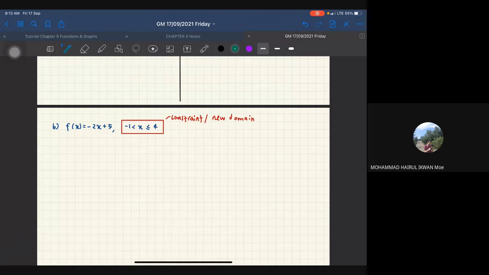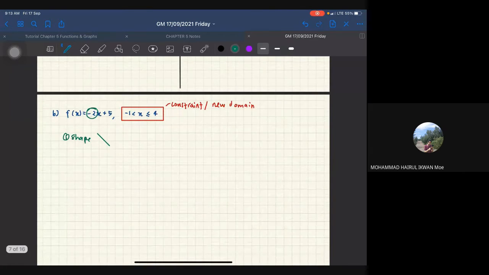Okay, so saya padam. Okay, so untuk this one, first thing first, dia sama juga step dia, kita akan tentukan dulu bentuk graf kita sekarang. So we have negative 2 over here. So bila negative 2, dia punya shape of the graph will be like this. Okay, dia akan ke bawah sebab dia punya gradient adalah negative. Okay, so that is our shape.